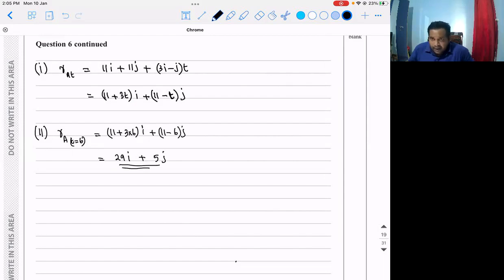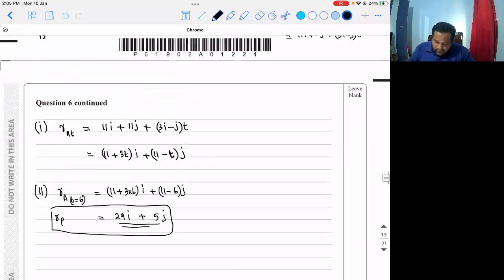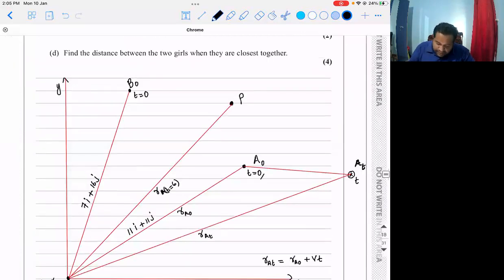And in the second part, they are asking us to show that B also passes through this point. So this is actually the position vector of P. So we have to show the same point. Initially Agatha was here, and at t equal to 6, she traveled like this. And similarly, B also traveled like this to the same point P.